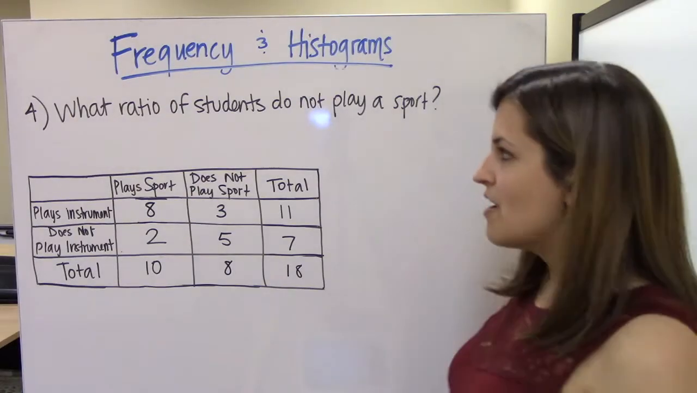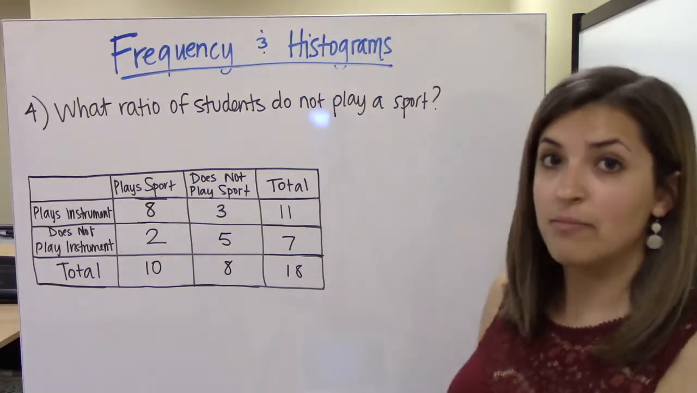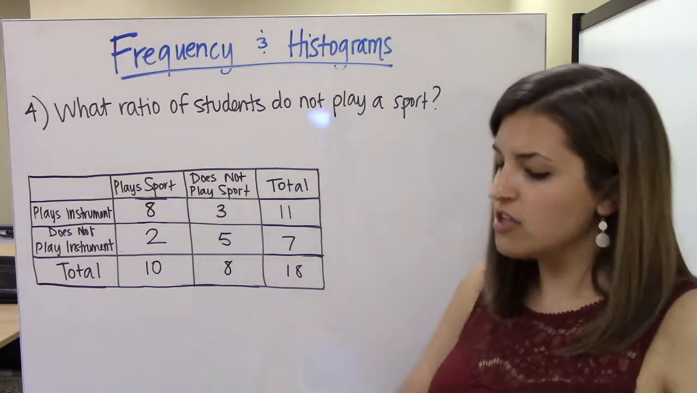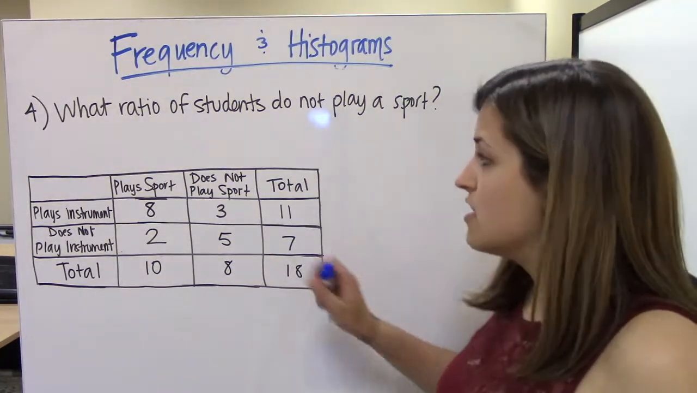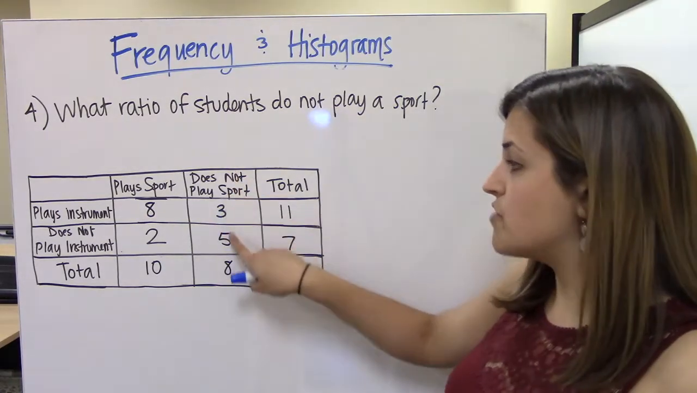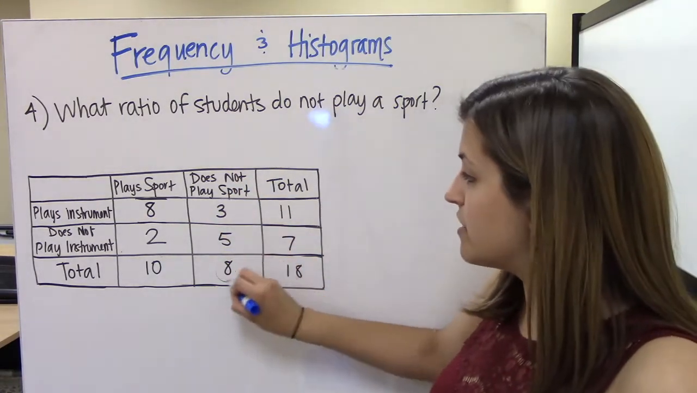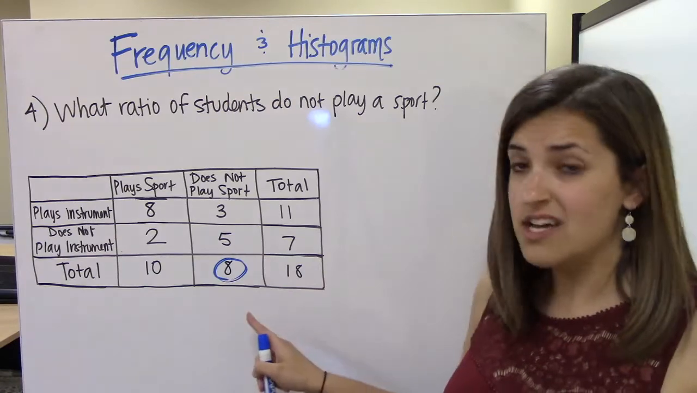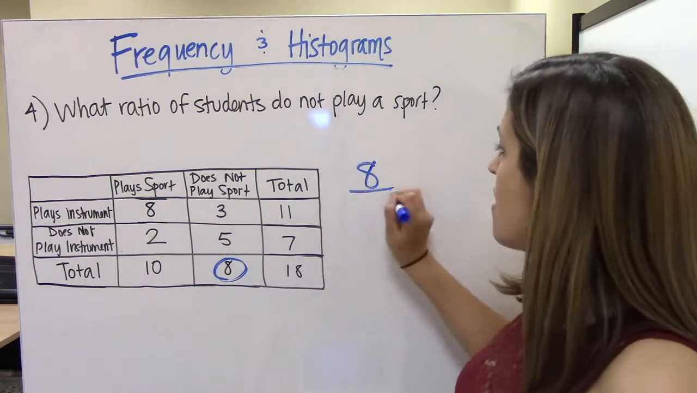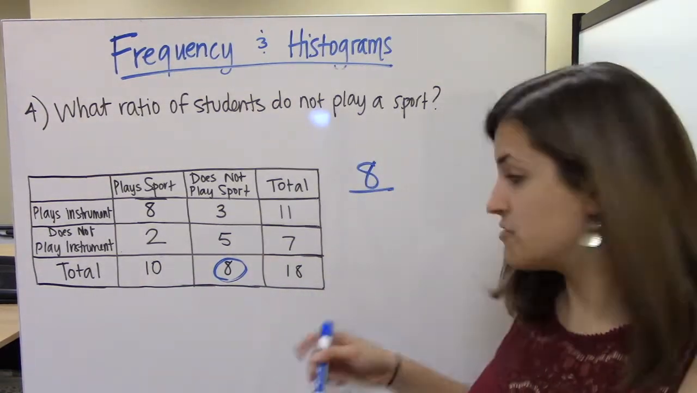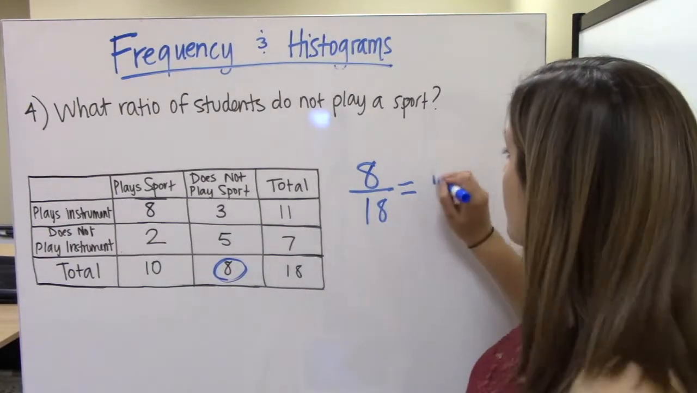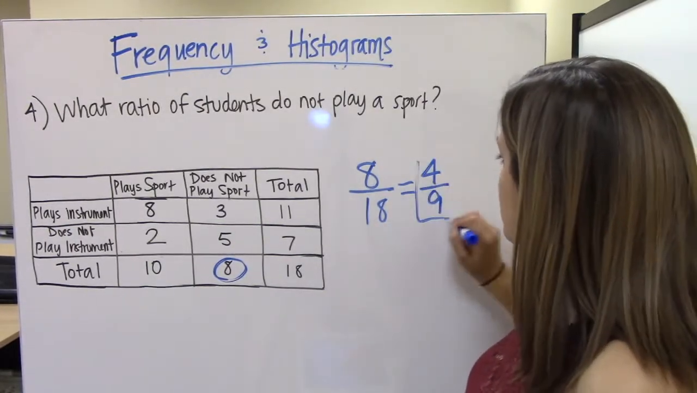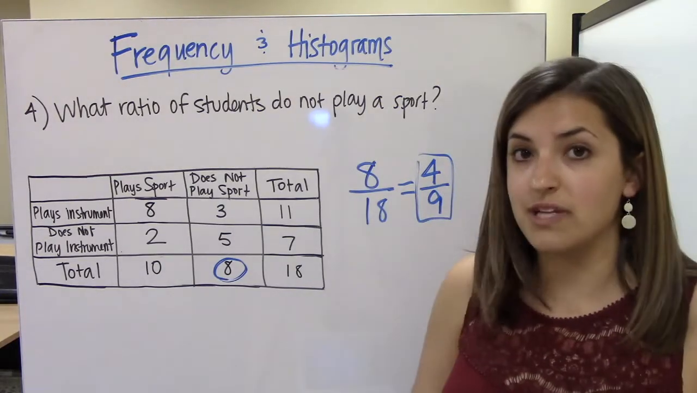Last question. What ratio of students do not play a sport? So this is just all the students who don't play a sport. It has nothing to do with the instrument or not. So all of the students who do not play sports can be found down here. The total is 8. So this is going to be 8 out of our total number of students, which is 18. 8 out of 18 can be reduced to 4 out of 9. So 4 to 9 students do not play a sport.